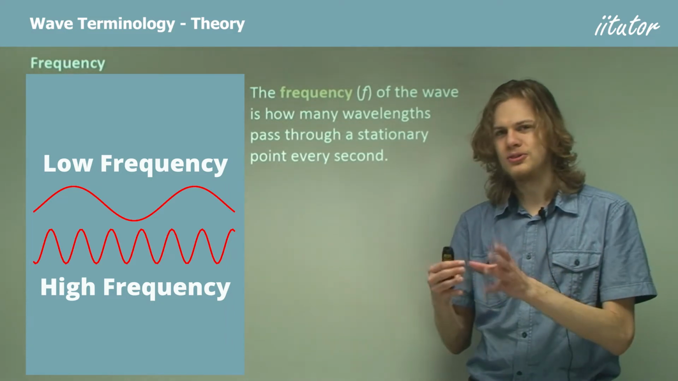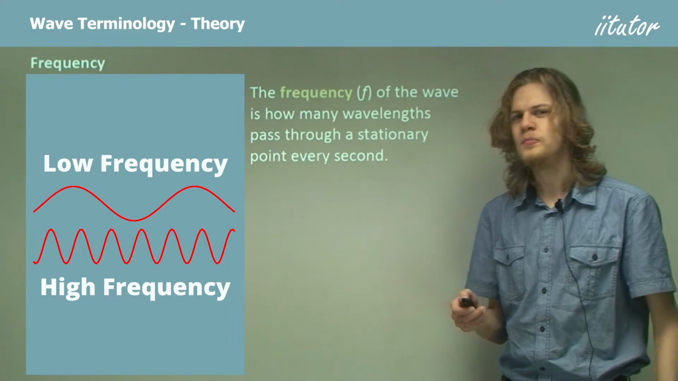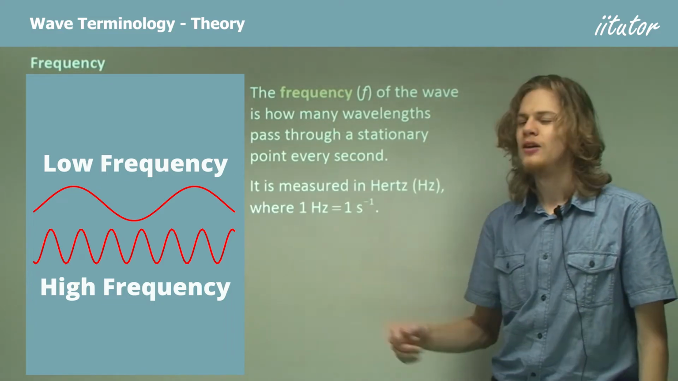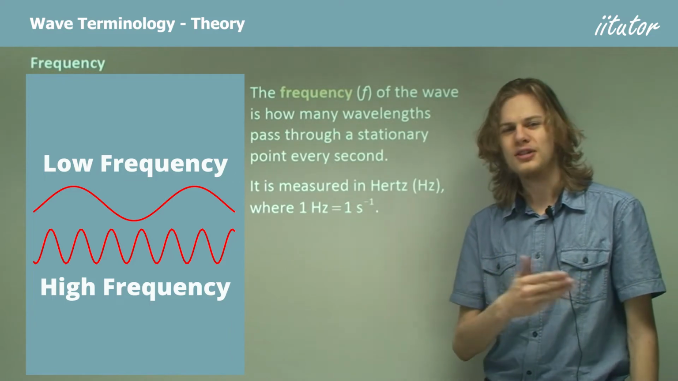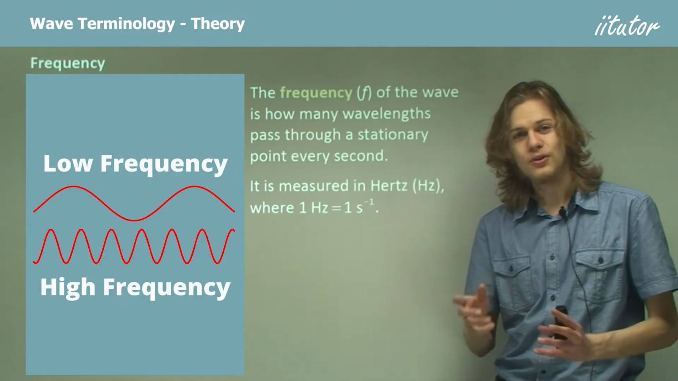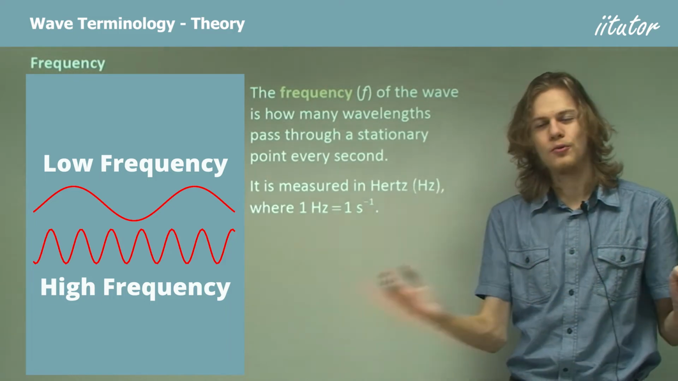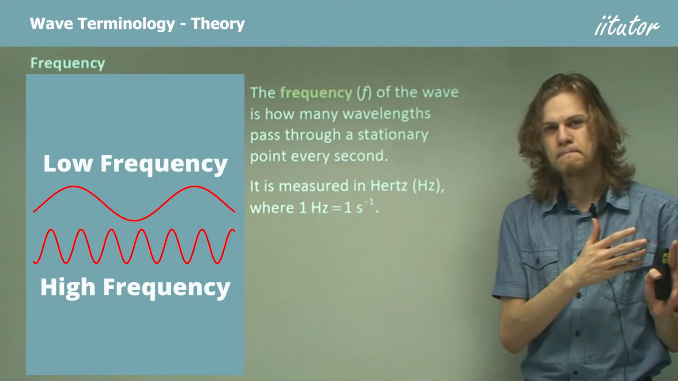Fortunately, because per seconds is a hard unit to use, we invented a new one. We measure it in hertz, where 1 hertz is 1 per second. That means that if a wave has a frequency of 5 hertz, then it means that 5 wavelengths go through a fixed point every second.